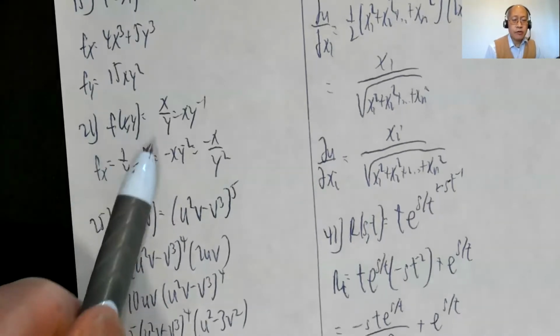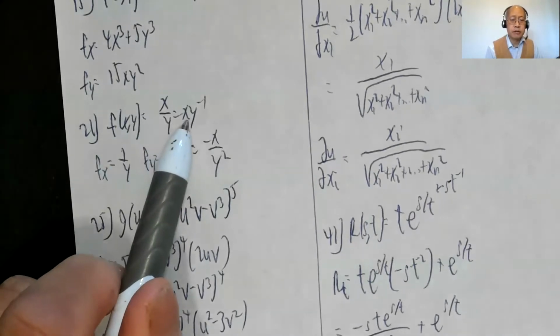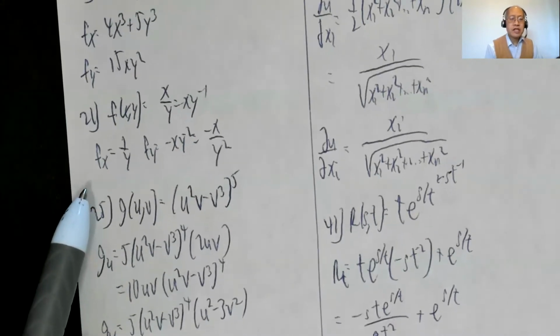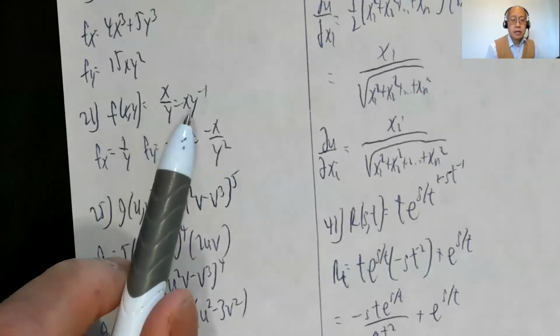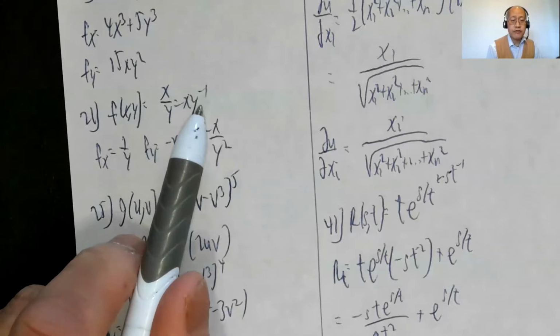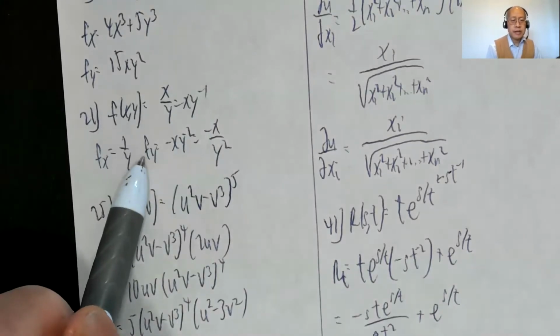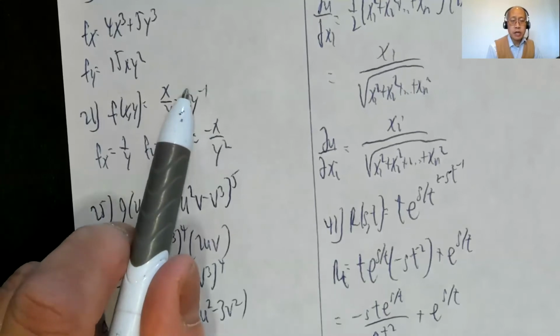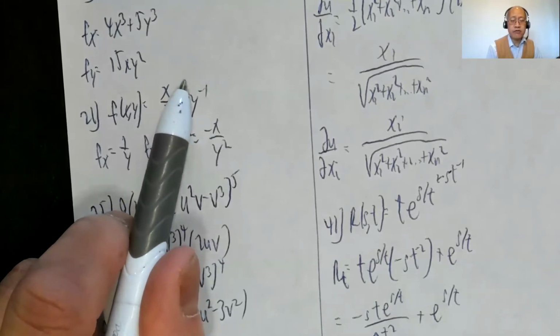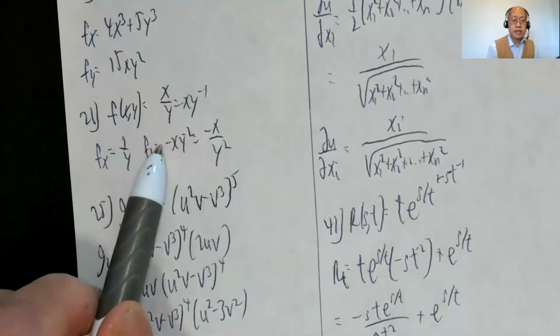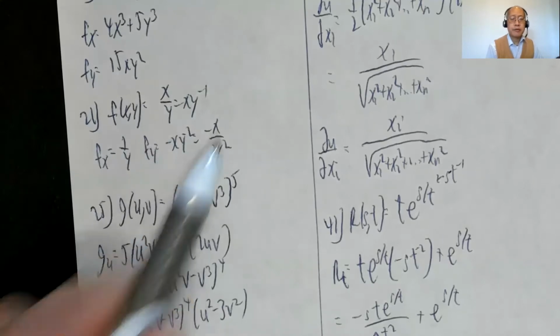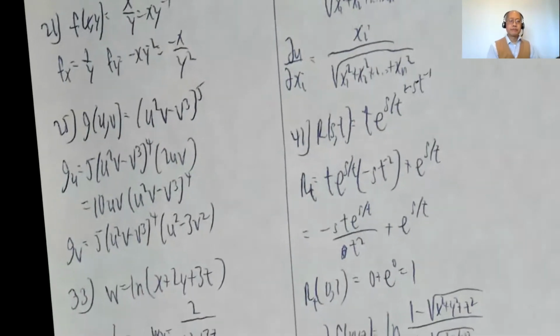21, f of x, y is x over y. Let's treat it as x times y to the negative 1. So fx, partial with respect to x, well, it's just a coefficient, which is y to the negative 1, or 1 over y. Partial with respect to y, that means x is the coefficient. So it's constant times y to the negative 1. So it's negative 1 times x, y to the negative 2. Simplify, negative x over y squared.